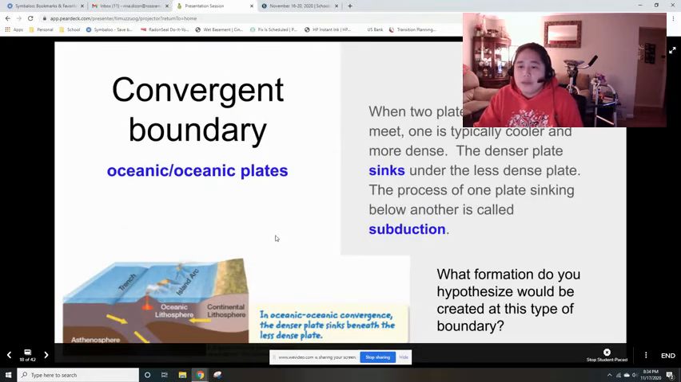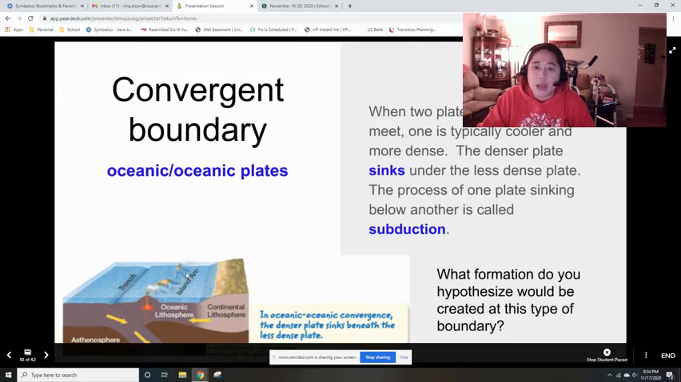So if you have two oceanic plates, one of them is going to sink underneath the other. So when you have two oceanic plates, crust, that one is typically cooler and more dense, the denser plate sinks under the less dense plate. The process of one plate sinking below another is called subduction. So here, you're going to actually create volcanoes that are found in the middle of the ocean.